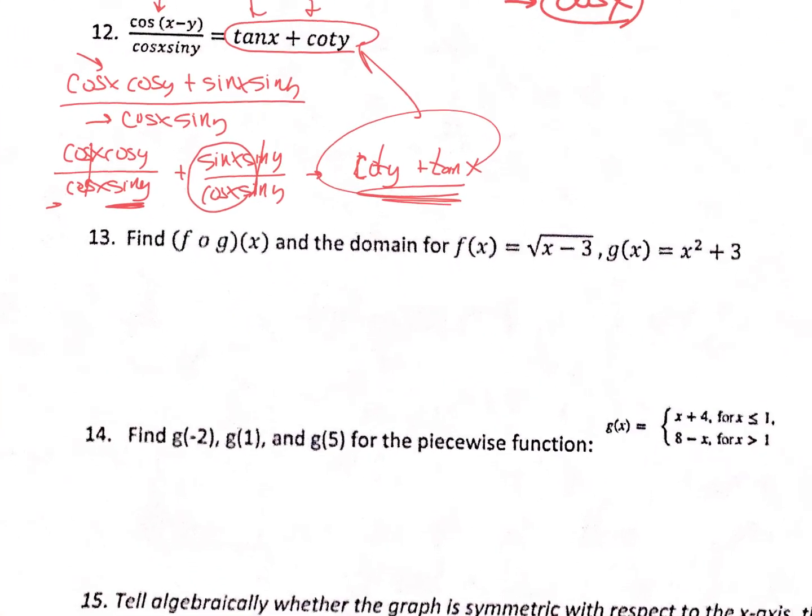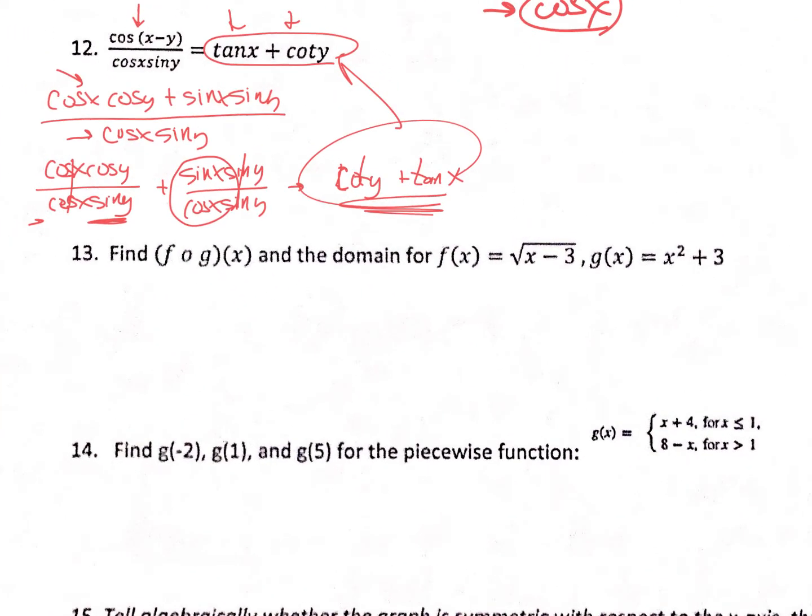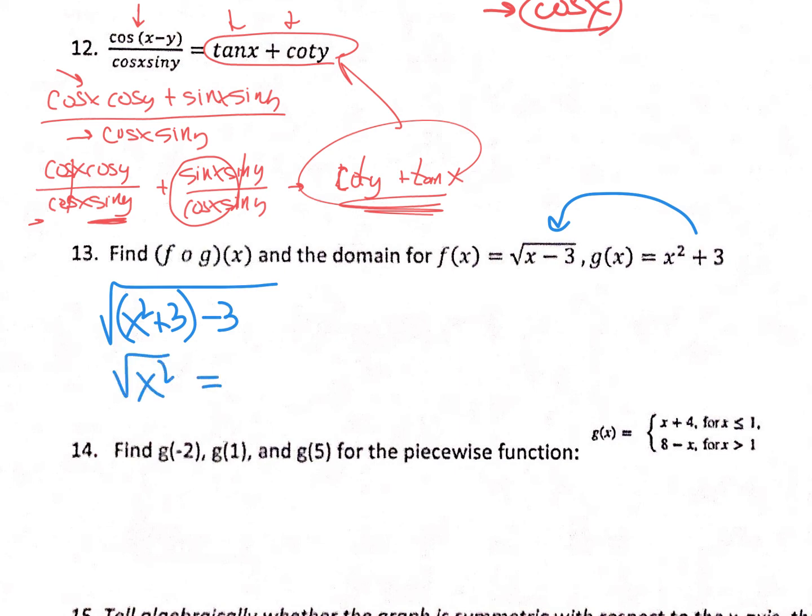Okay, 13. 13 says find f of g of x and then a domain. Don't forget the domain here. F of g, so I'm going to take function g, plug it in there. If I do that, it looks like this. It looks like square root of x squared plus 3 minus 3. Obviously, the 3's would cancel. I would get square root of x squared, which is just x. Okay, so that's f of g.